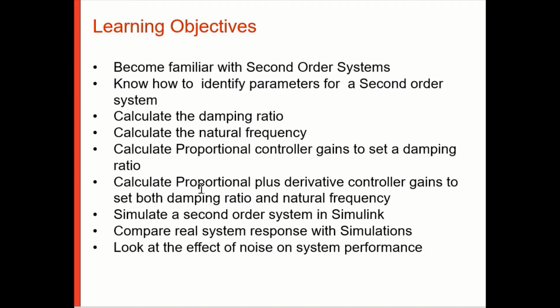We then move on to use proportional plus derivative controllers to set both the damping ratio and natural frequency of the control system, which gives us more or less complete control over the second order system with a PD controller. We're then going to simulate the second order system for the different controllers, that's the proportional and the proportional plus derivative, and then we can compare those with the real simulations and look at the effect of noise and maybe system modeling error on the overall performance.